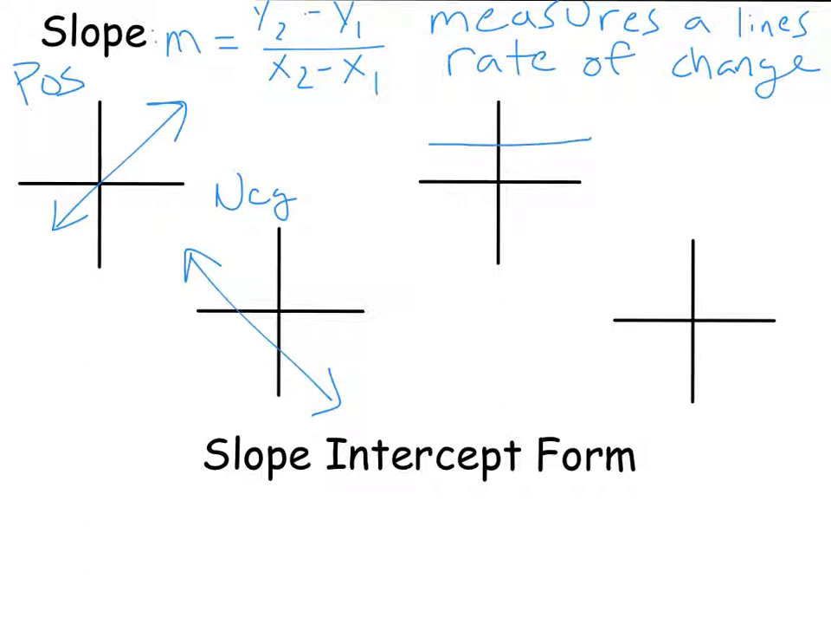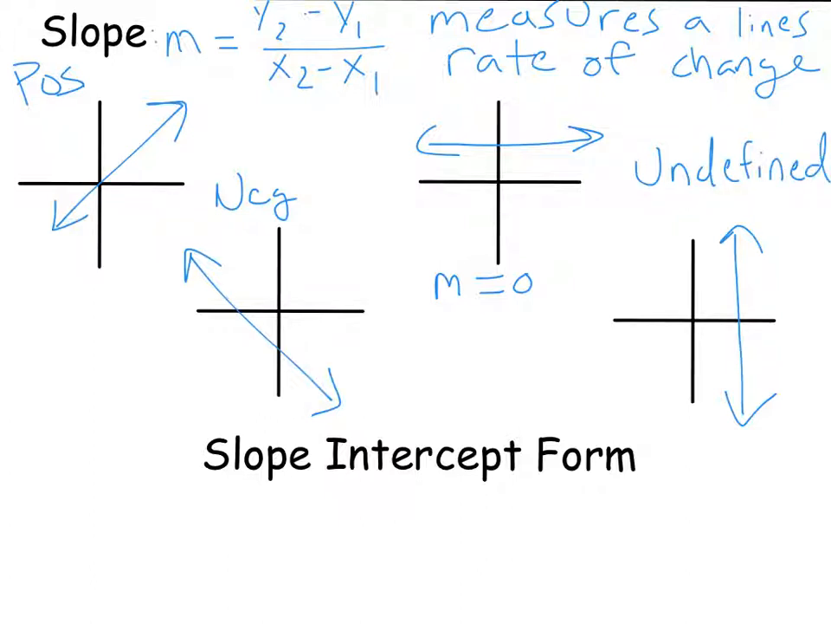You can get a horizontal line where the slope is 0. It is neither increasing nor decreasing. Sometimes that's called a constant function. And if you have a vertical line straight up and down, that slope is undefined. Okay, and you'll see that come up in your homework assignment as to how that happens. I'm not going to show you right now. I want you to come across that case when you're not expecting it to see what happens with the equation for slope.